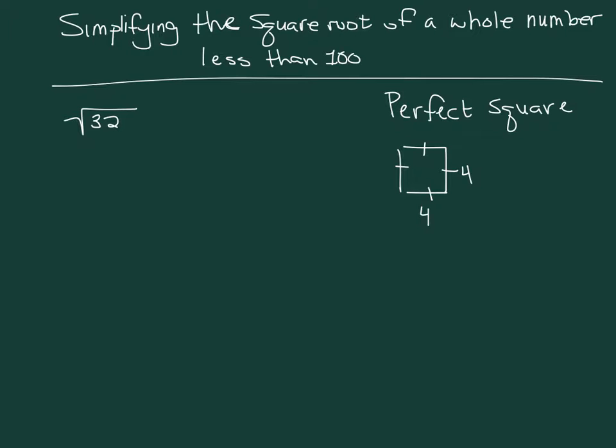When we have something like the square root of 32 that you're seeing to your left here, that is a square, but it has some leftover parts on it, okay? And so we'll look at that in just a second. But a perfect square is something like 4 and 4.